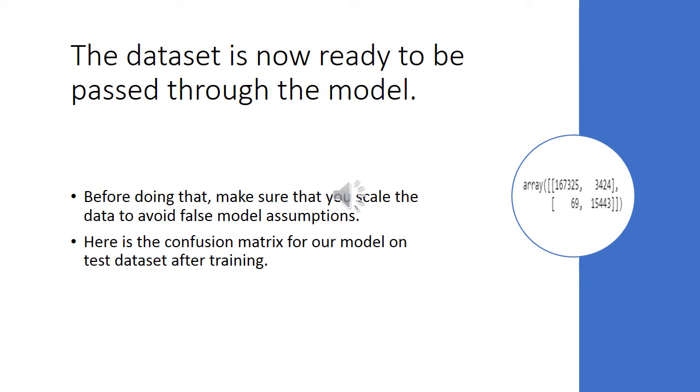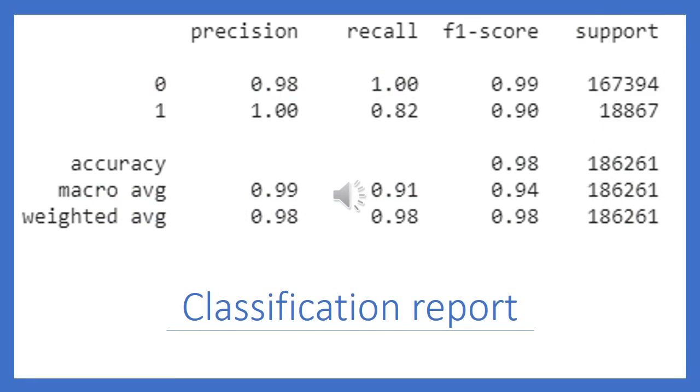The dataset is now ready to be passed through the model. Before doing that, make sure that you scale the data to avoid false model assumptions. Here is the confusion matrix for our model on the test dataset after training. In this slide, we provide the classification report.